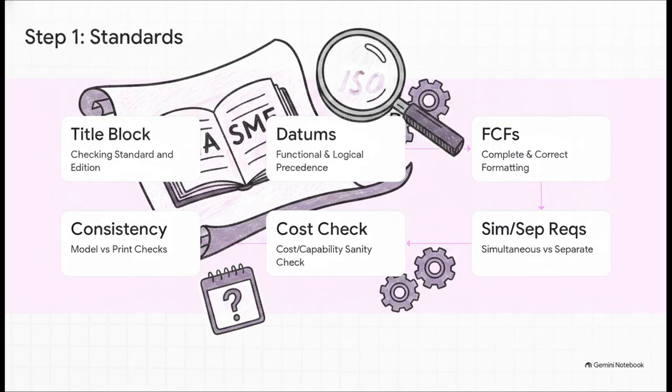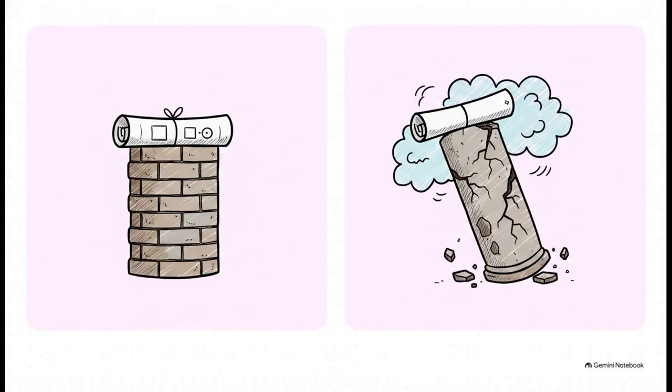Let's kick things off with Step 1, checking the title block for the correct standard and edition. Before you look at a single tolerance, you absolutely must establish the rules of the game. Imagine a print doesn't specify the exact standard, like it doesn't explicitly call out ASME Y14.5 2018 versus the older 2009 revision. The entire interpretation of the limits of size can be compromised right out of the gate.